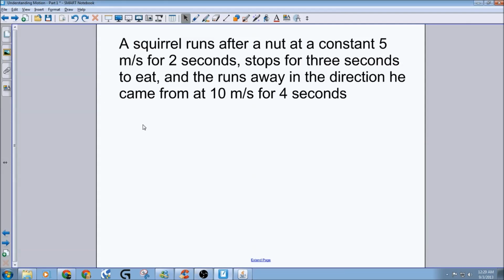So here, we have to start by setting an origin. So let's go ahead and draw ourselves a 0 point. And we're going to just say that's where the squirrel is starting from at t equals 0. Then he runs for 5 meters per second. We'll call this direction positive. So he runs for 5 meters per second for 2 seconds. There's 1 second, 2 seconds. Then he stops for 3 seconds. So that's 1, 2, then 3, 4, 5.